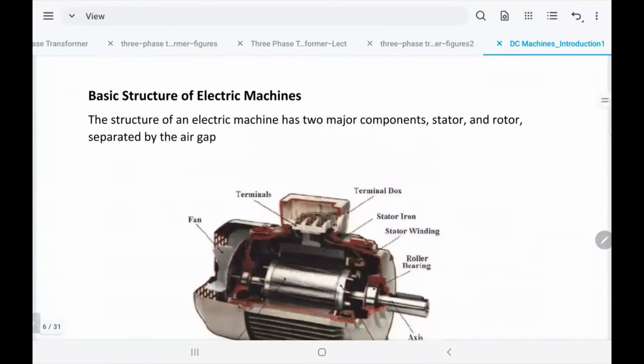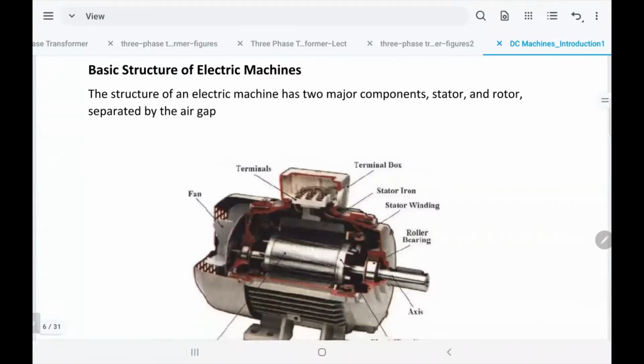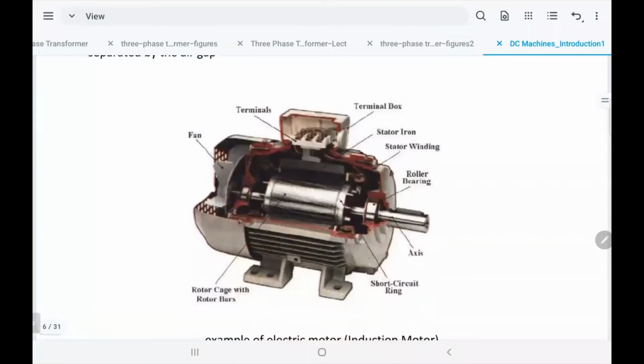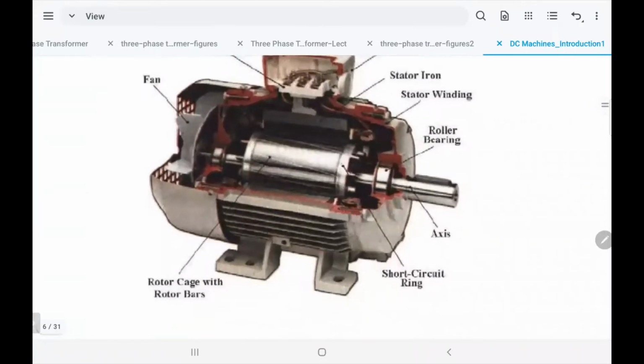Now we'll start with the basic structure of any electric machine. When I'm talking about electric machines, I mean the dynamic machines. I'm not going to mention the word dynamic anymore. Electric machines generally have two main parts. Maybe they have extra parts, but the main two parts are the stator and rotor. The stator is the one that's fixed, does not move. When you look at it here, where is the stator? That's the outer surface, that's the stator.